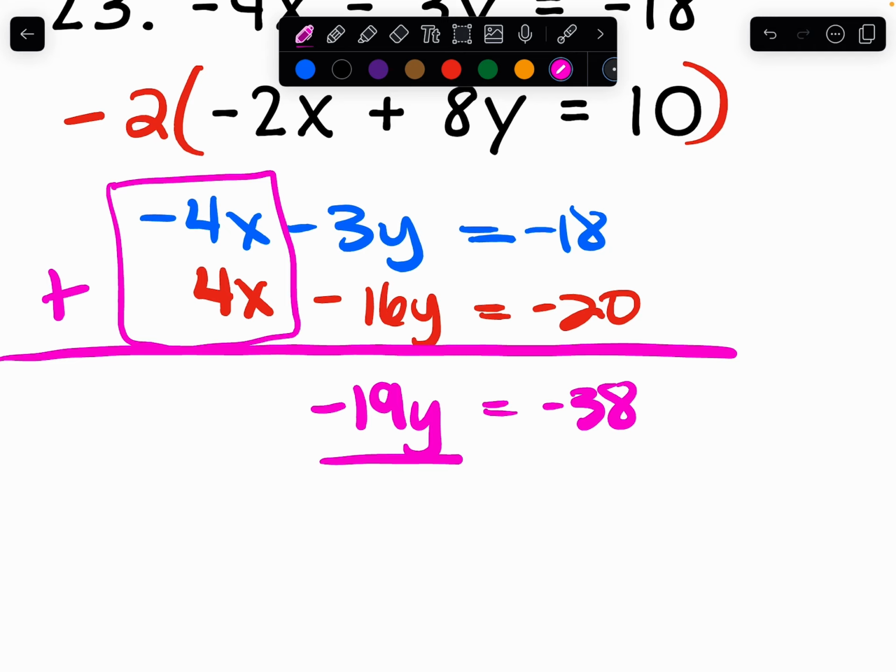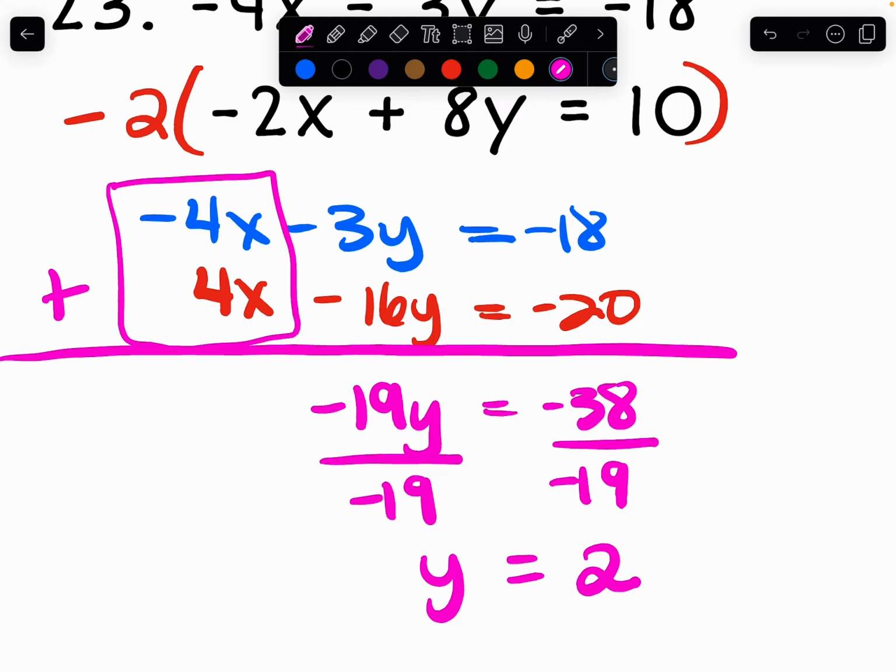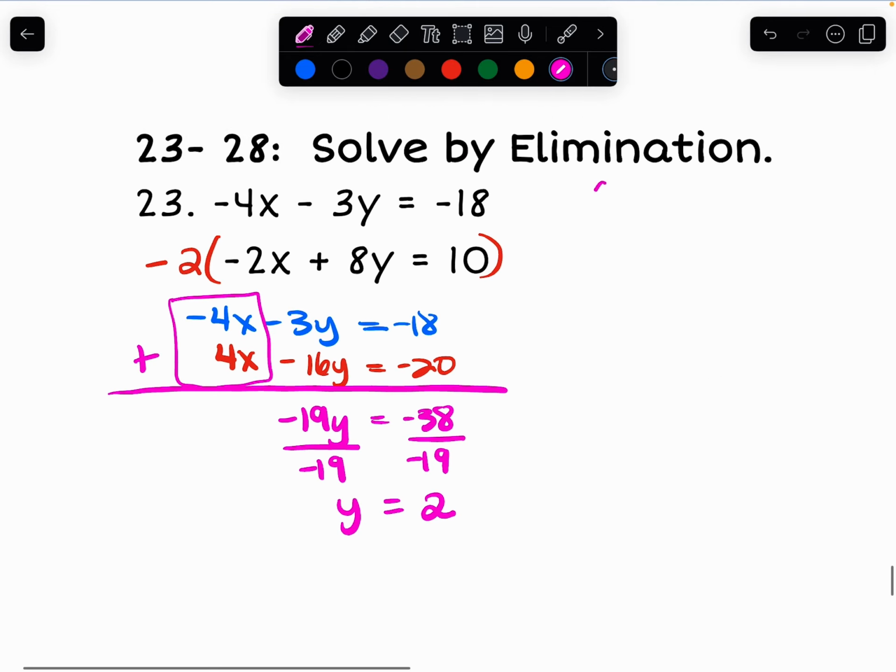Because all I did was add straight down. Divide by negative 19, and I get y equals 2. So I have my y value. My y value is 2.